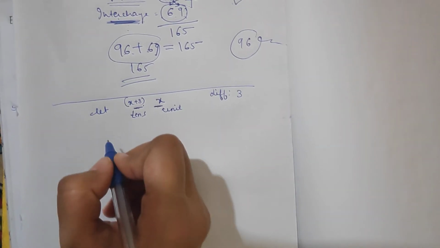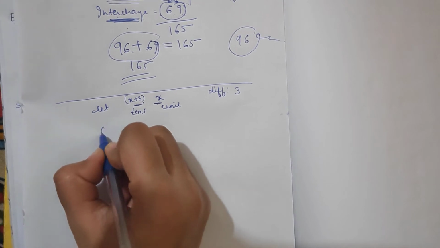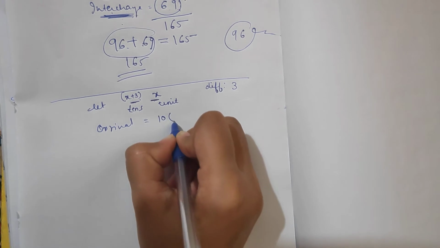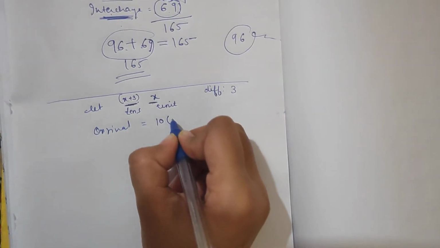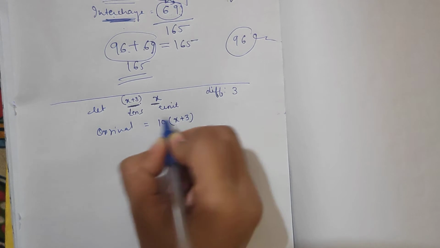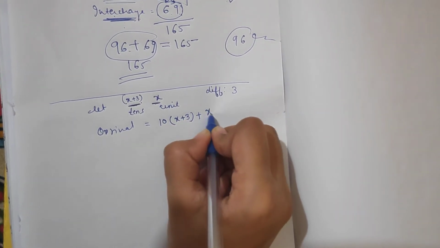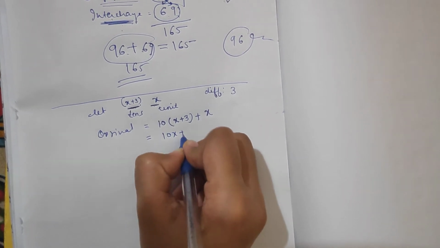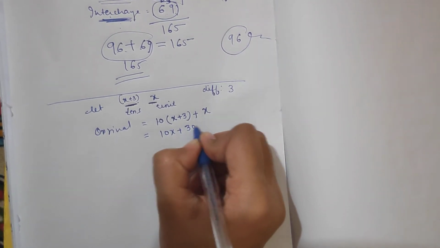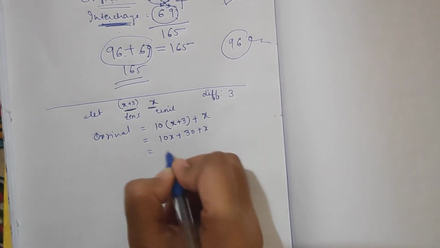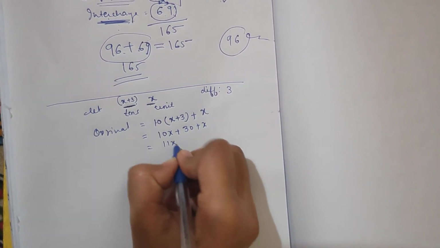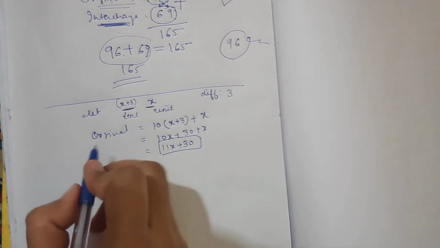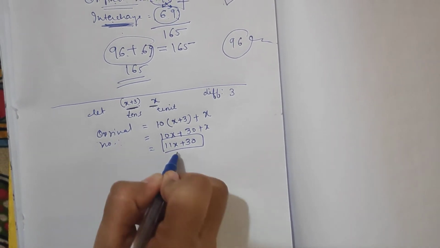Now according to the expanded form, can we say that our original number will be 10 into the digit at tens place, so in this case 10 into (x plus 3), plus the digit at unit place, x. When we open this bracket, it will be 10x plus 30 plus x, that is 11x plus 30. This is our original two digit number. I hope this part is clear.